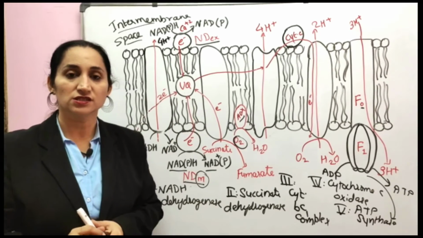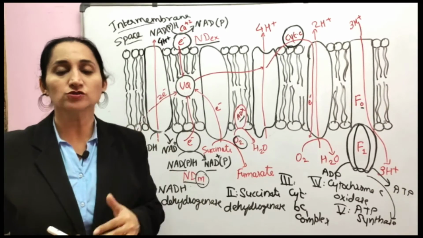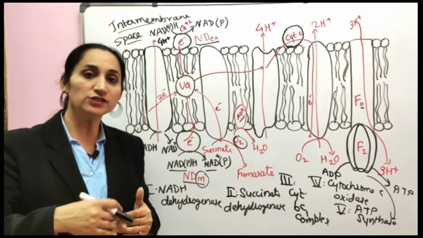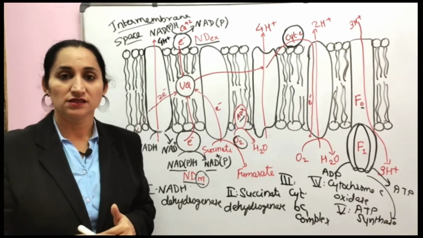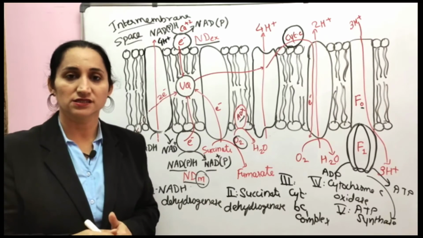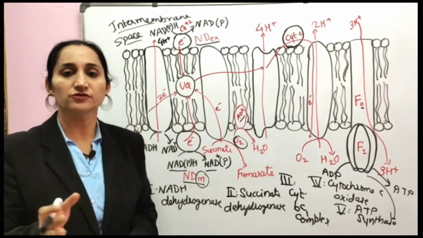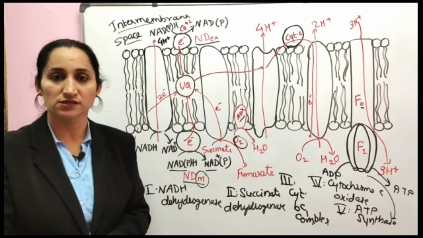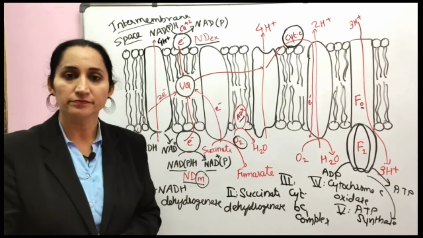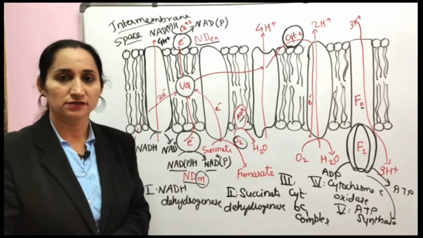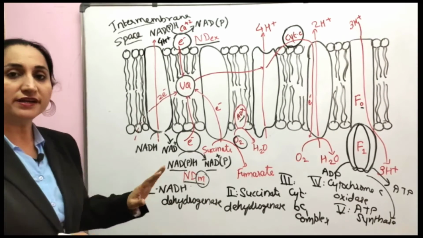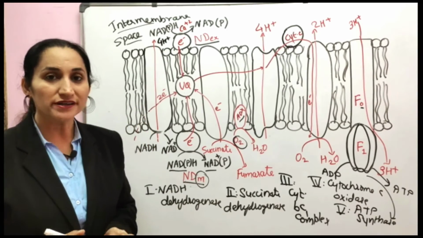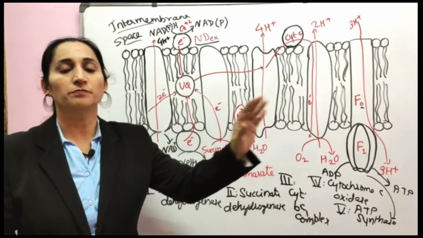In the first 3 stages, we saw that reduced compounds were formed, NADH and FADH2. These reduced compounds need to be reoxidized. If these compounds are not reoxidized, then the whole respiratory process will come to a halt. So for reoxidation of these reduced compounds, this electron transport system is performed. The reduced compounds are NADH and FADH2. Individual electron transport proteins are organized in 4 protein complexes.